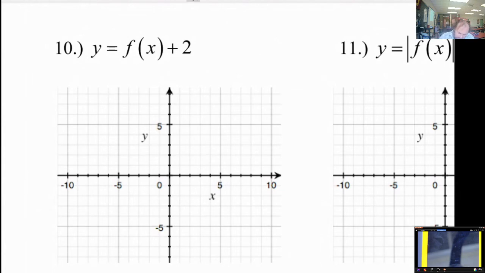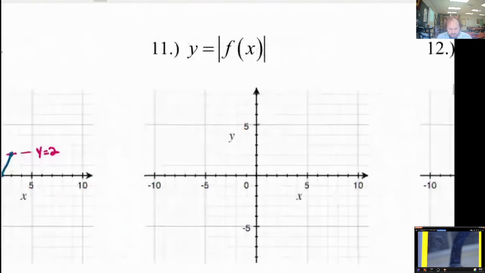So -4, 0 is now -4, 2. 0, 2 is now 0, 4. 1, 0 is now 1, 2. 2, -2 is now 2, 0. And 3, 0 is now 3, 2. Everything got moved up 2 spaces. You might notice there's kind of a ghost x-axis where there used to be. Where the x-axis used to be, it's now x equals 2, or y equals 2, rather.